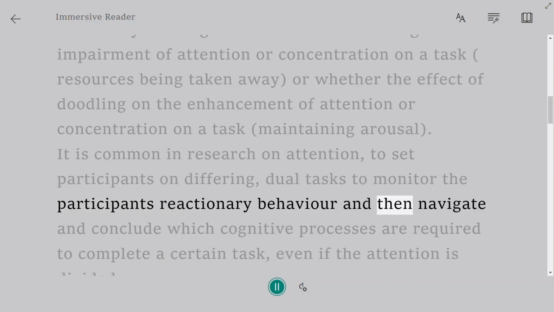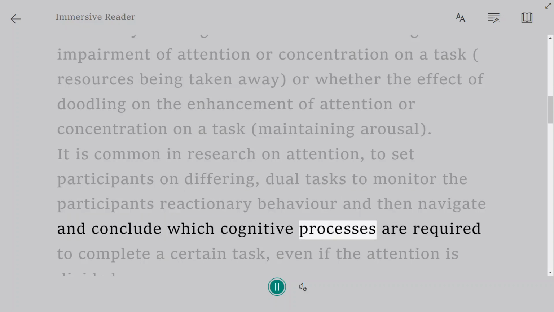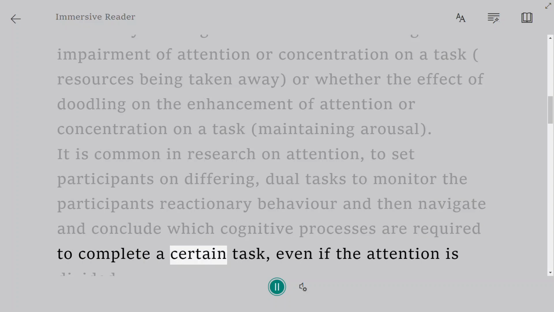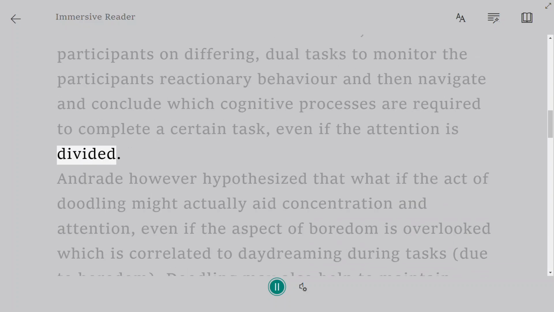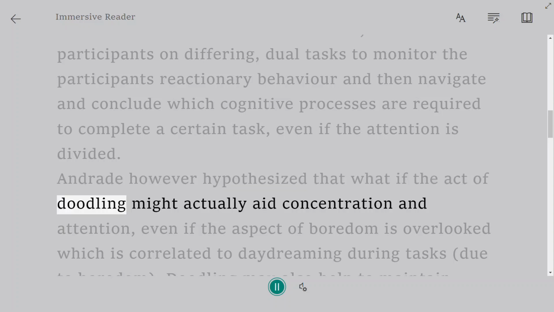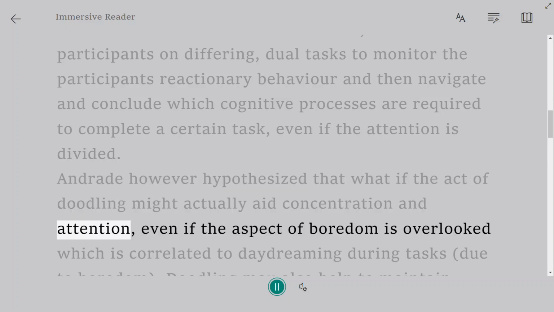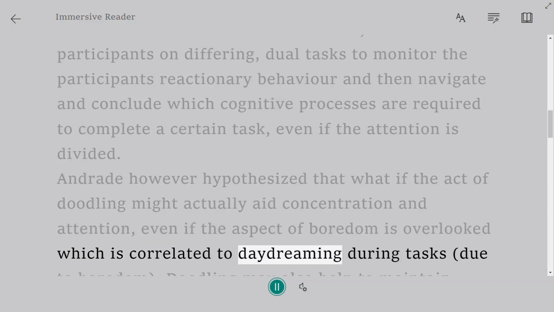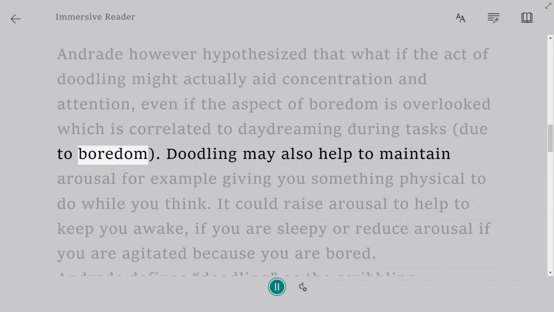reactionary behavior and then conclude which cognitive processes are required to complete a certain task, even if the attention is divided. Andrade, however, hypothesized that the act of doodling might actually aid concentration and attention, even if the aspect of boredom is overlooked, which is correlated to daydreaming during tasks, due to boredom.